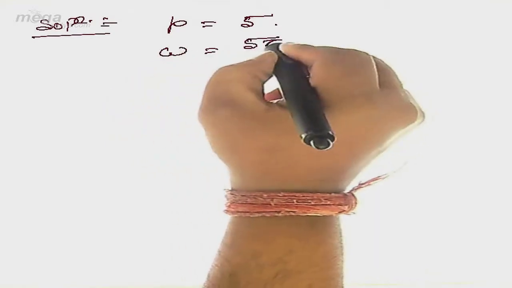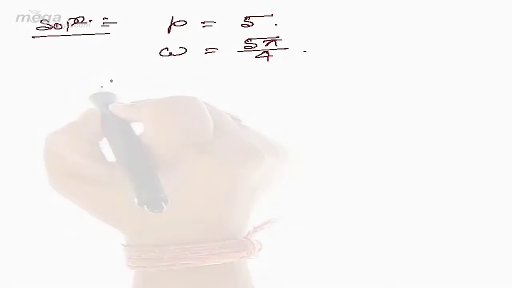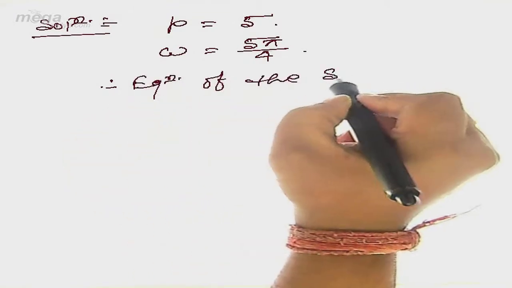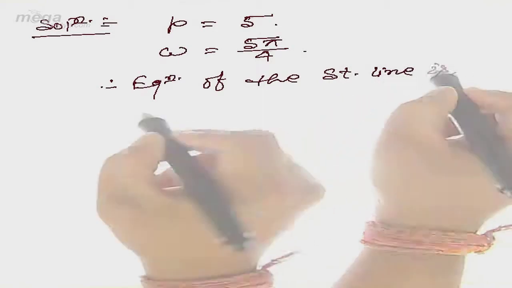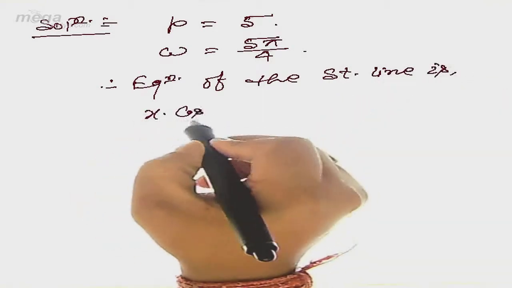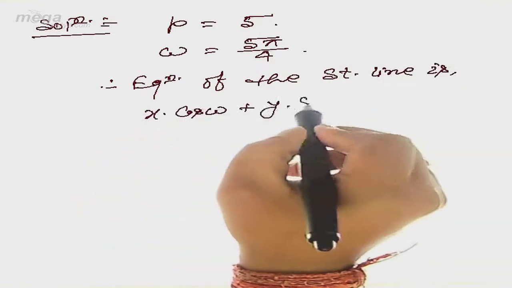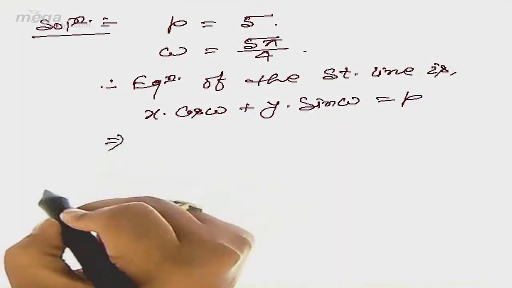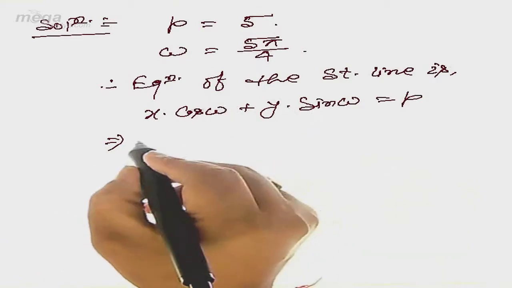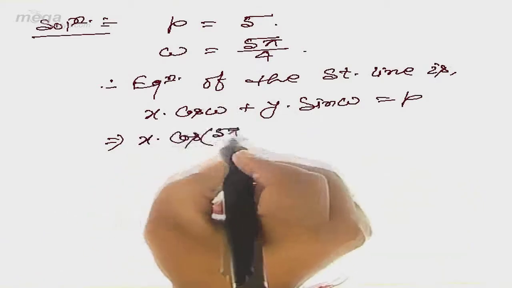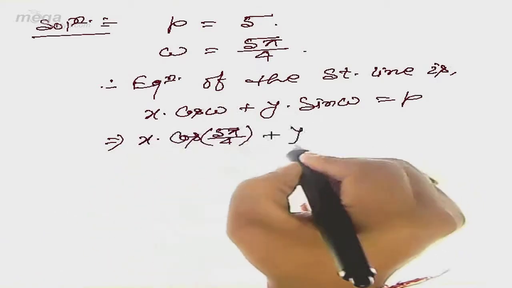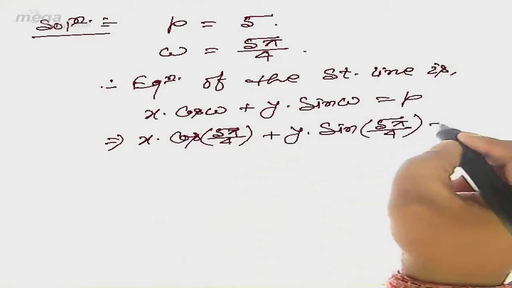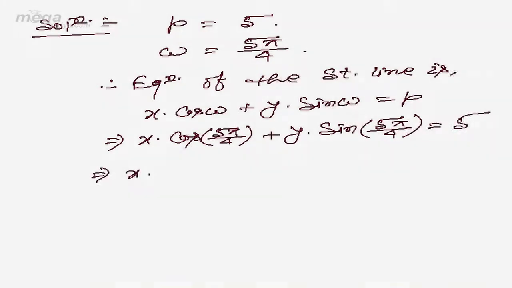Here, in this situation, the distance P is given as 5 and the angle omega is given as 5 pi by 4. So using the formula, the equation of the straight line is x cos omega plus y sin omega is equal to P, and then we'll substitute the values of P and omega as x cos 5 pi by 4 plus y sin 5 pi by 4 is equal to 5.